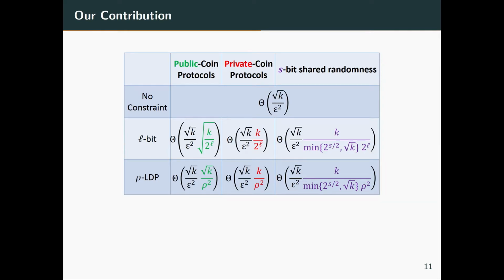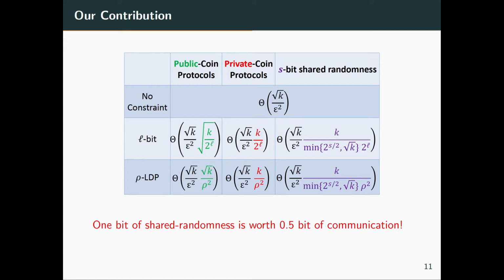When S is roughly 0, this corresponds to the sample complexity for private coin protocols. And when S is roughly of order log k, this corresponds to the sample complexity for public coin protocols. Another remark we want to make is that if you look at this bound, it tells you that roughly 1 bit of shared randomness is worth half a bit of communication in this case. How can we achieve this?